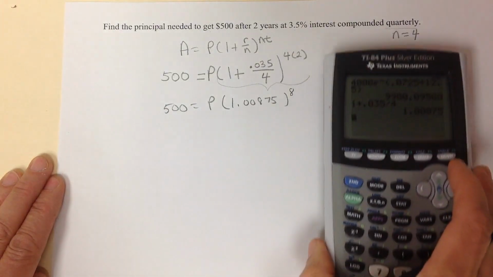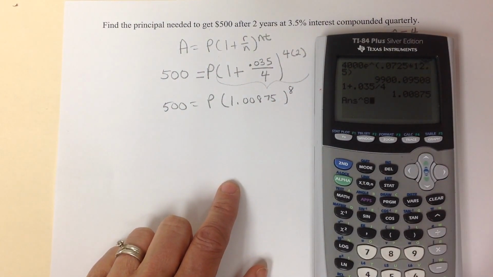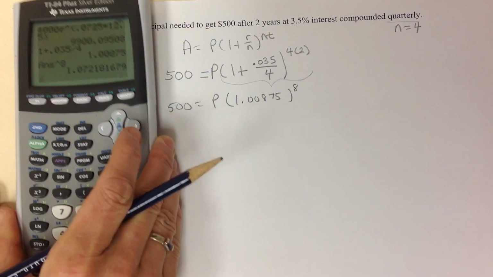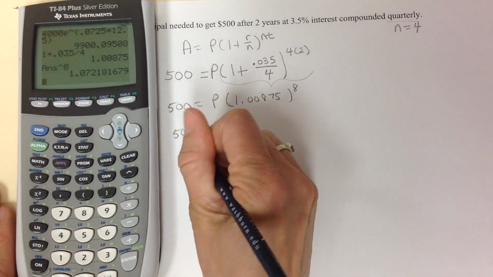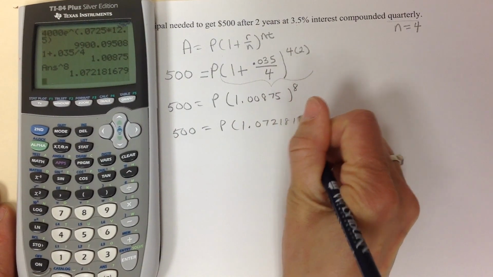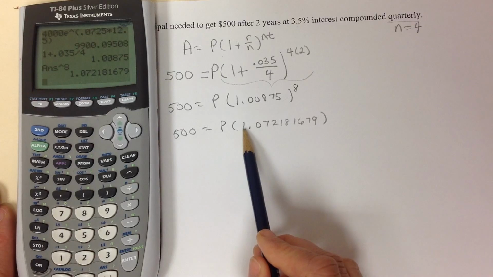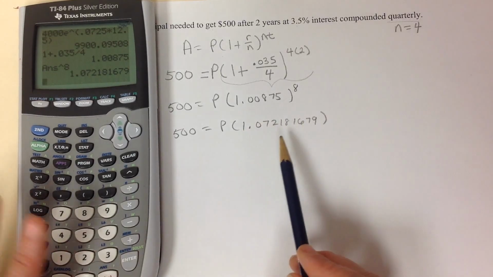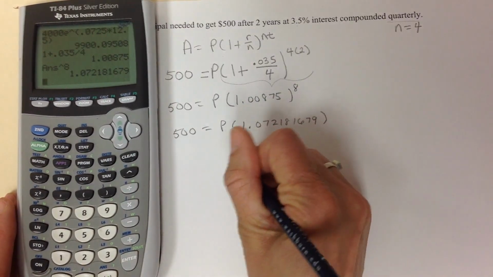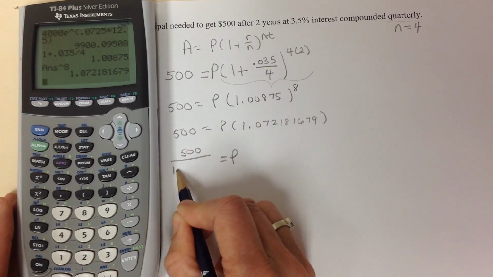Alright, now I need to take this number to the 8th power. Here's where I'm going to get lots of decimal places. If you feel like you have to plug it in at this point, you need to keep every single decimal place. 7, 2, 1, 8, 1, 6, 7, 9. And there are more decimal places here that your calculator is not showing. But if you keep them all that it's showing, that should be enough to get your overall rounding correct. Okay, and then P equals, now I need 500 divided by this.